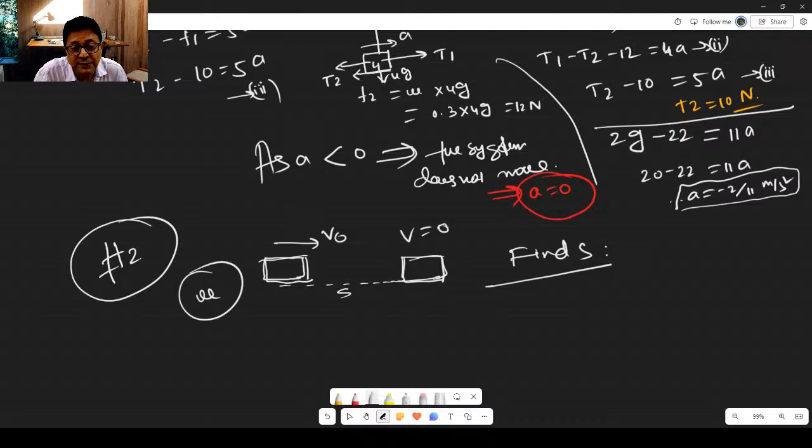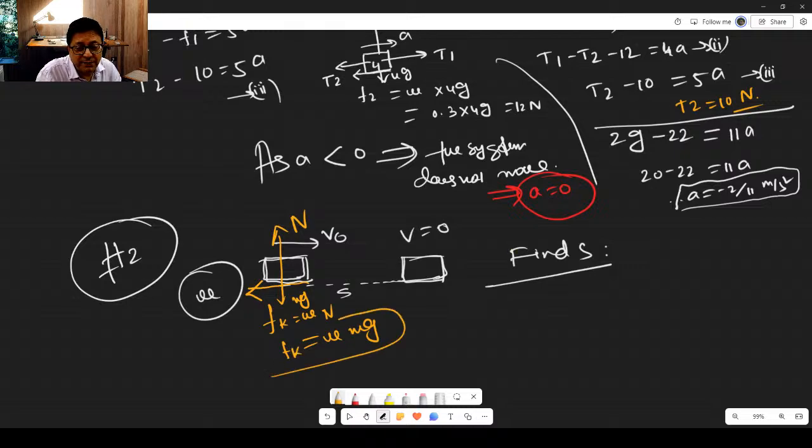When it stops here, final velocity is 0. Can you tell me why this one stops? Why does the object stop? Because of friction. What is the value of friction acting on it? The value of friction is mu into normal reaction. Weight of the object be mg, normal reaction N. So Fk is going to be mu into mg. Isn't it? Force of kinetic friction is mu into mg.